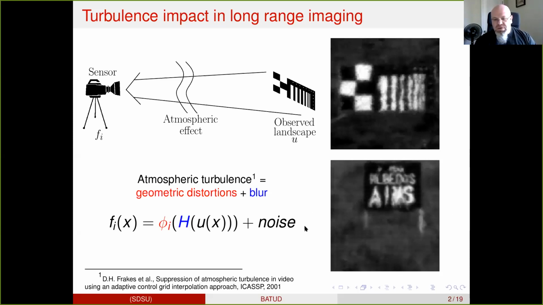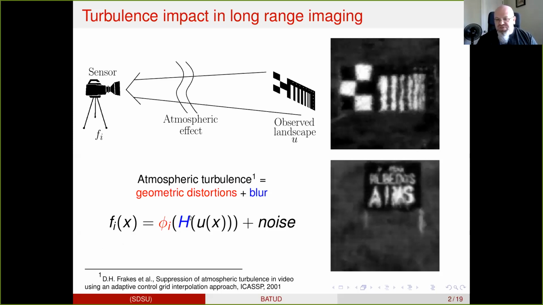One of the first papers looking at image processing for this type of problem was a paper from David Frakes, where he suggested the following model: each frame f_i, where x is the position in the image, so that's the pixel location. So u of x is the original target, the nice clean picture that we want to get back, and h is a blur.